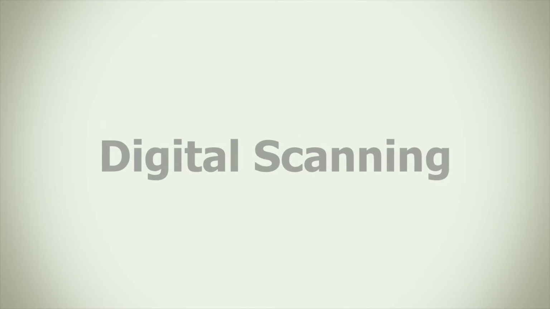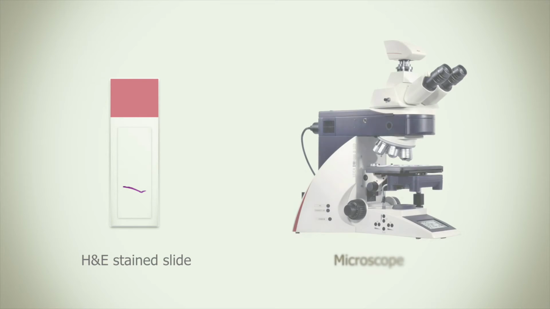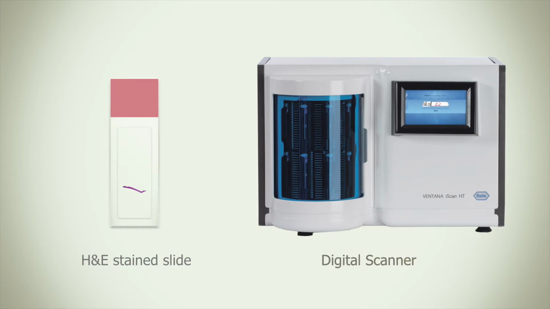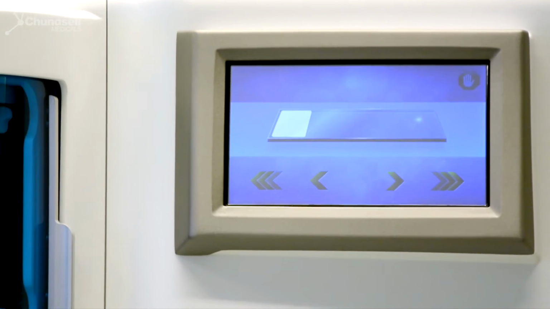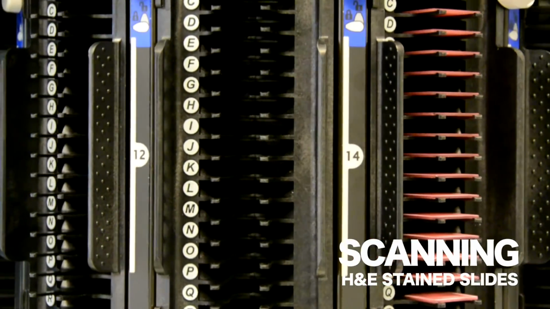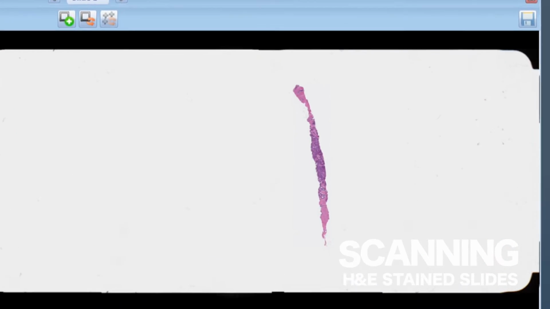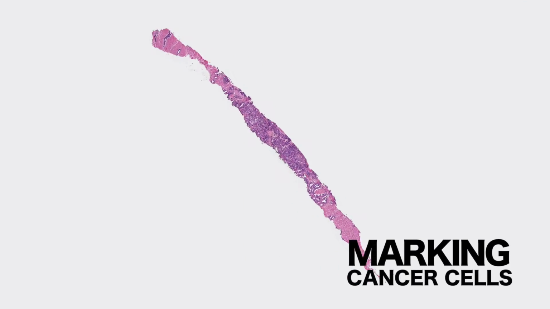Digital scanning. Professional pathologists can mark and note cancer cell tissue on the H&E stained slides, either by a traditional microscope or a digital scanner. Digital scanner is preferred. Scan the H&E stained slides and then mark the cancer cells on a computer screen.